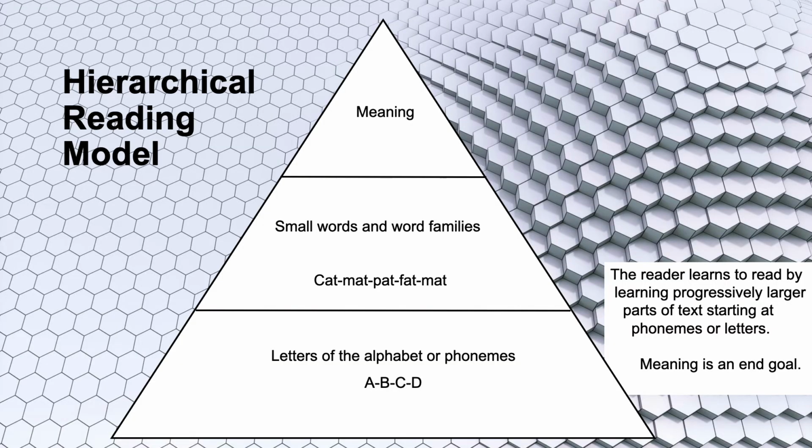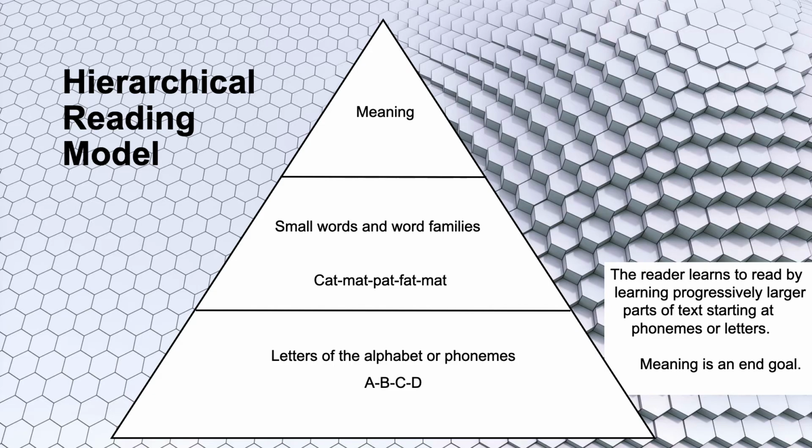But the way that this model works is that you have to learn the letters first. And then once you have a bunch of letters, then you can put those letters together in small words. So, for example, you can put these letters into word families. This is where we get that idea of using word families. It's not that word families are bad, but teaching them in isolation without meaningful context doesn't help children learn.